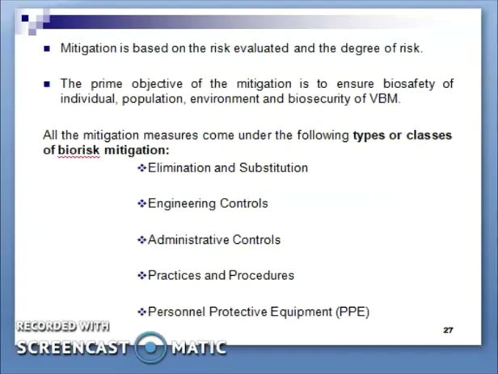Mitigation is based on the risk evaluated and the degree of risk. The prime objective of the mitigation is to ensure biosafety of the individual, biosafety of the population, biosafety of the environment, and biosecurity of the valuable biological materials. All the mitigation measures come under the following types or classes of biorisk mitigation, and these are elimination and substitution, engineering controls, administrative controls, practices and procedures, personal protective equipment. So here we are highlighting these things in a little bit detail.